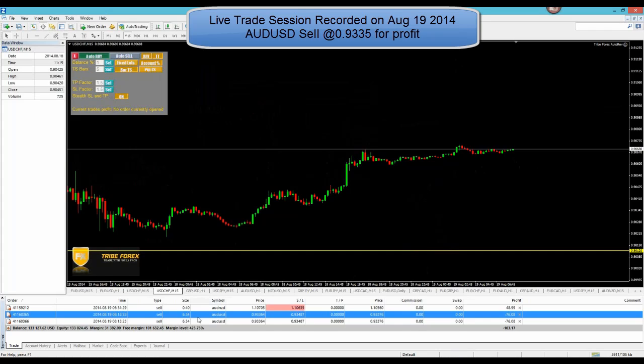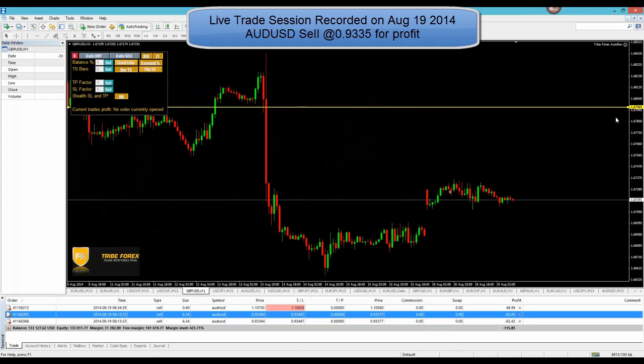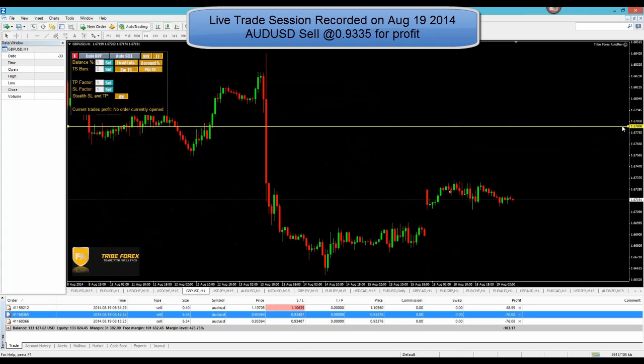All right, so our Aussie dollar seems to be moving down in a position the way that we wanted it to. I'm going to keep on moving here, though. We've got consolidation on the pound dollar as well. Pound dollar, we were looking for 1.6781 for a sell. So I'm going to put it up there.